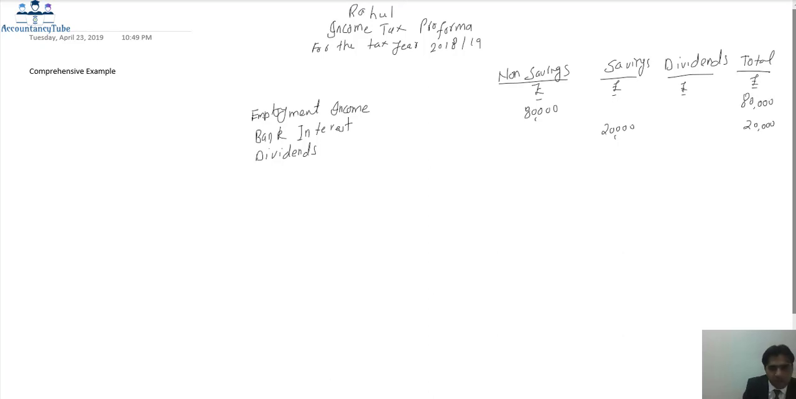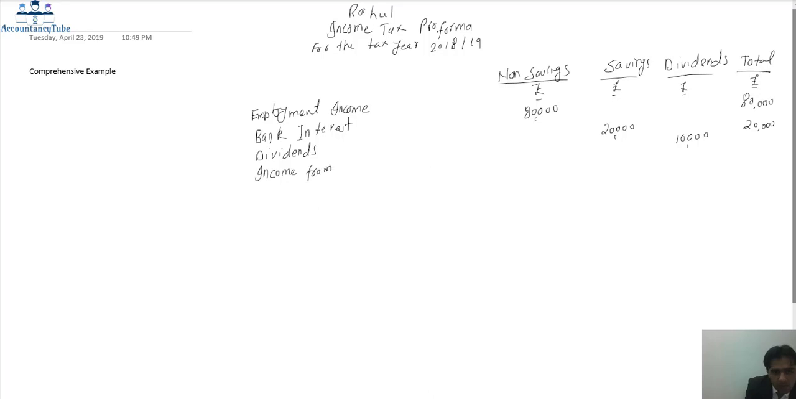Right, so dividends is the next amount which is given. The dividend will go into the dividends column, and it is £10,000 given to us in the question. Okay, after that we are given income from a discretionary trust. So let's put the income from discretionary trust now.